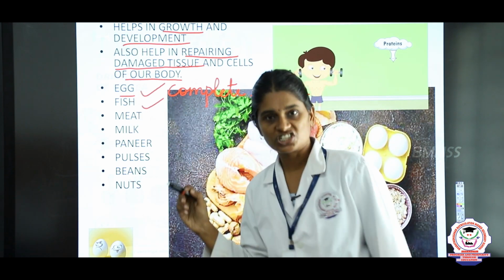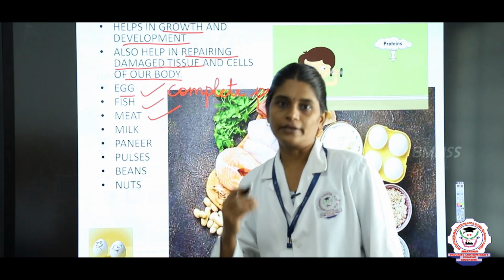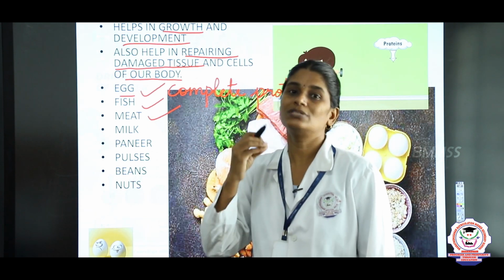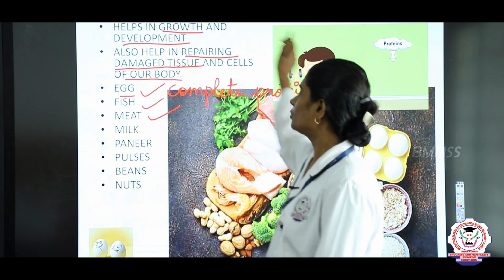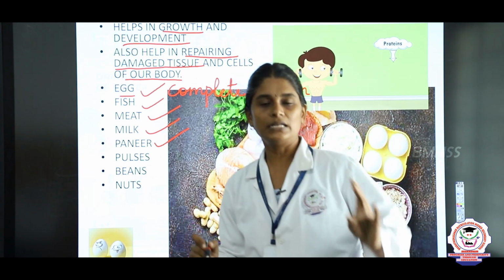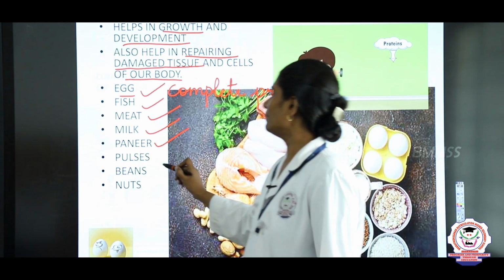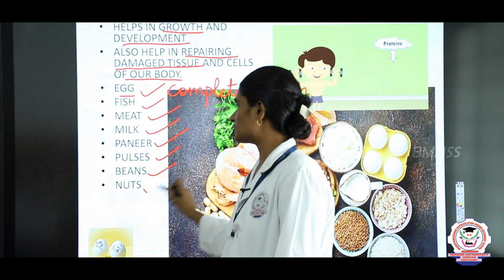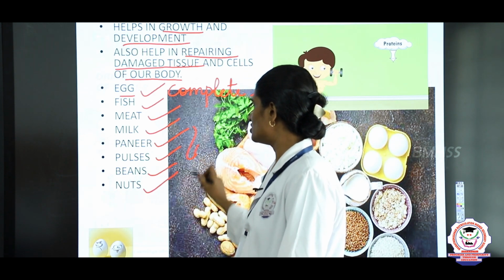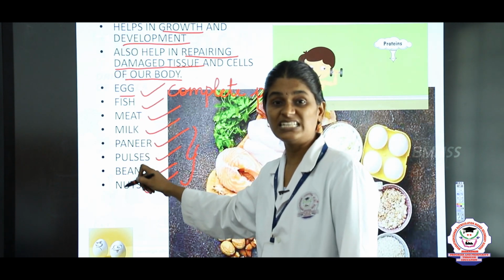Fish is also rich in protein. Meat, like your lamb, chicken and seafoods, are all rich in proteins. And milk items like curd, paneer and yogurt are all rich in proteins. And pulses, beans and nuts. Usually the vegetarian persons will get the protein from milk, paneer, pulses, beans and nuts.